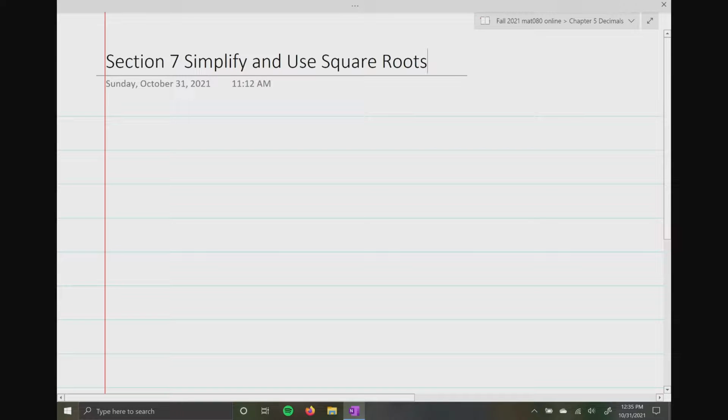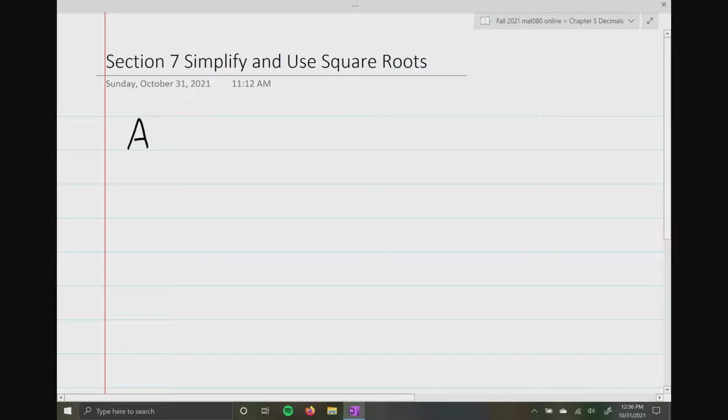Okay, so the last section in chapter 5 deals with simplifying and using square roots. Before we can actually go into the square root, I want to give you some numbers and their perfect squares. So let's define a perfect square first.